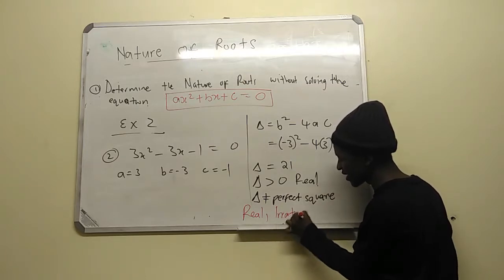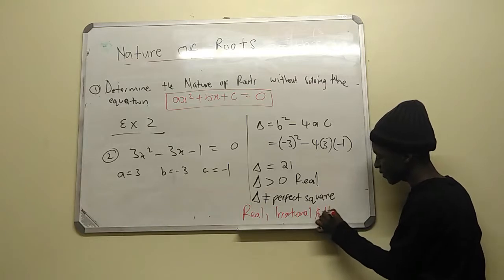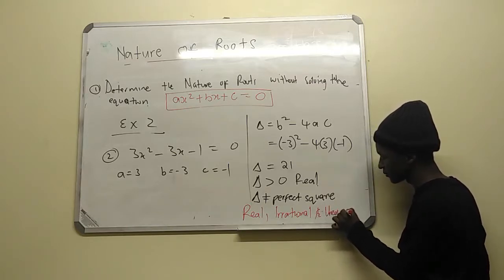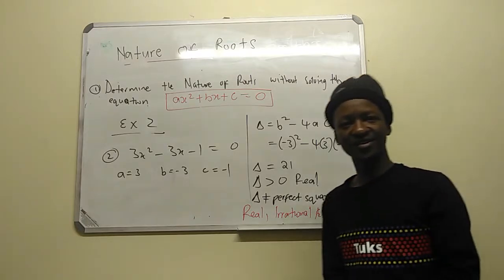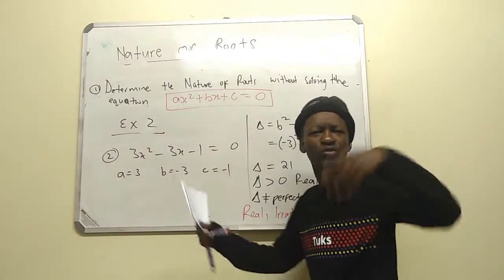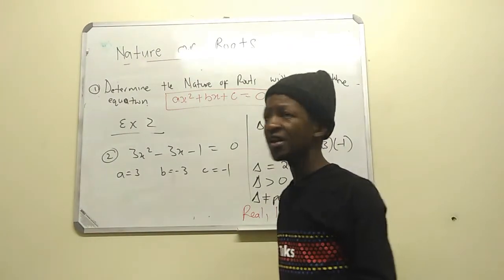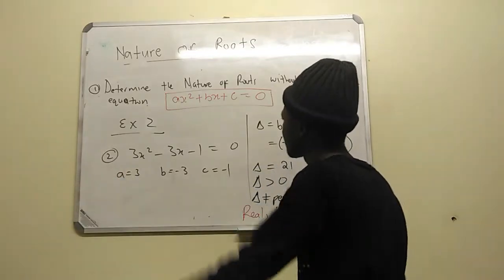Irrational. They are real and irrational. And then what? Unequal. They are real, irrational, and unequal roots. Then we will discuss the roots of these things without solving any equation or plotting any graph. You see, that's the first question. We are still on the what? Determining the nature of roots without solving.